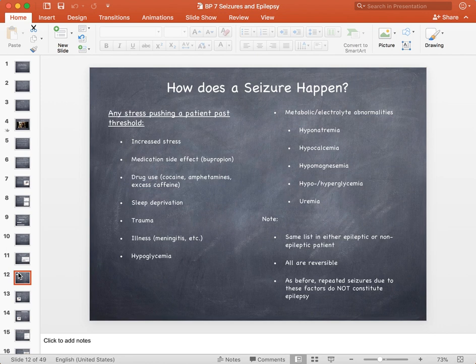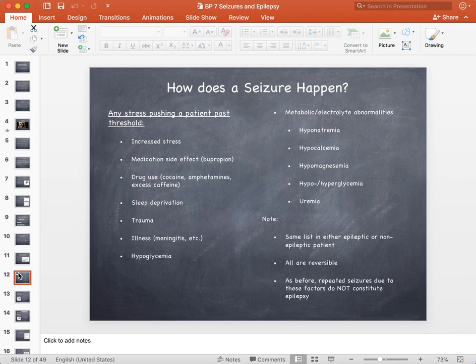So let's talk a little bit more about those stressors. What sort of pushes a person past that threshold? That first bullet point encompasses literally everything else in this slide. It's a stress, or a stressor as we would say. Anything that increases stress can do it.